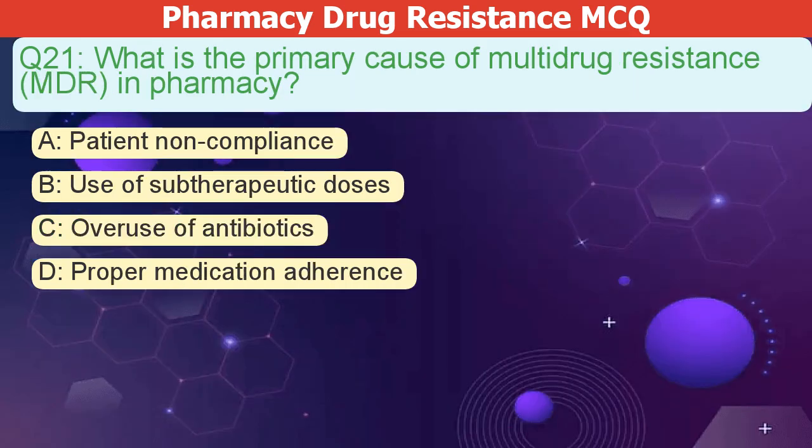What is the primary cause of multidrug resistance, or MDR, in pharmacy? A. Patient non-compliance. B. Use of subtherapeutic doses. C. Overuse of antibiotics. D. Proper medication adherence.